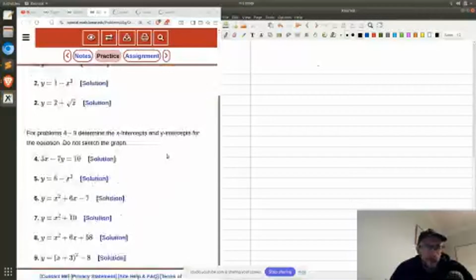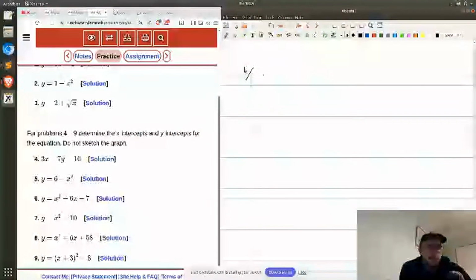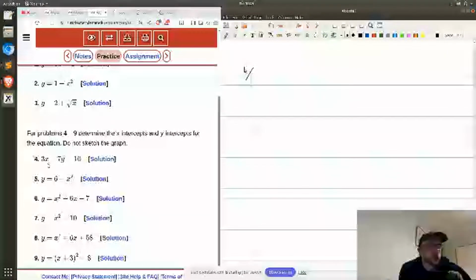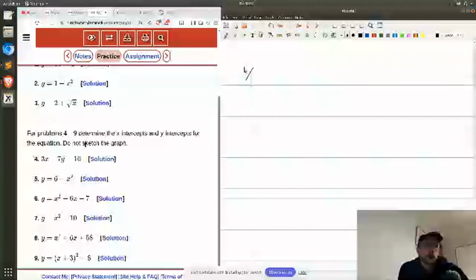For the next problems, determine the x-intercepts and y-intercepts for the equation and do not sketch the graph. All right. So for 3x take away 7y equals 10, to determine the x-intercept. Now, in this case, it's a line, and so there are special techniques, but I want to say something in general. To find the x-intercept or the y-intercept, what you will be doing is plugging in 0 where x and y are.